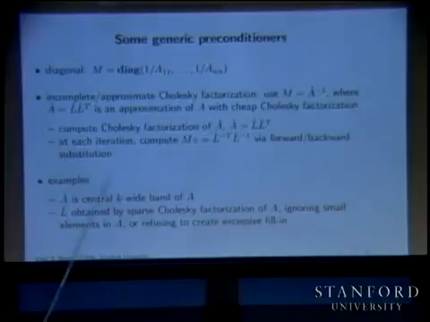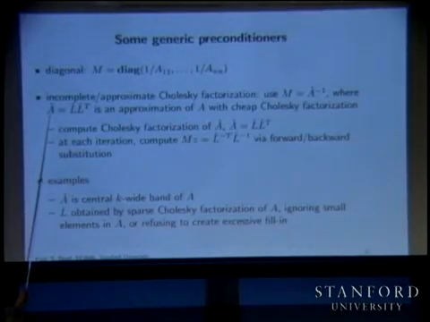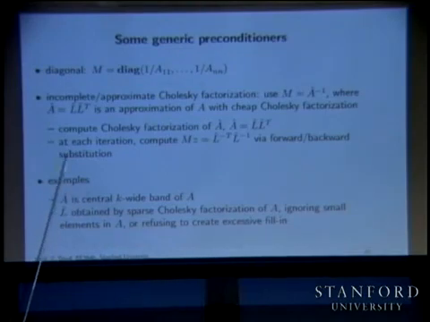Amazing. Here's another huge family that is really cool, and it's called incomplete or approximate Cholesky factorization. Here's how that works. I'm going to compute a Cholesky factorization, not of A, but of some A hat. You might run a Cholesky factorization. In fact, there's a whole field on this called ILU, incomplete LU factorization. These are preconditioners based on this. And the way it would work is this.